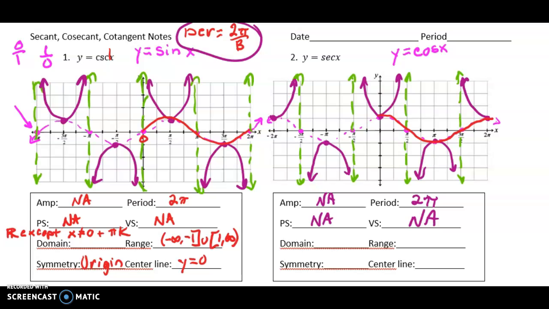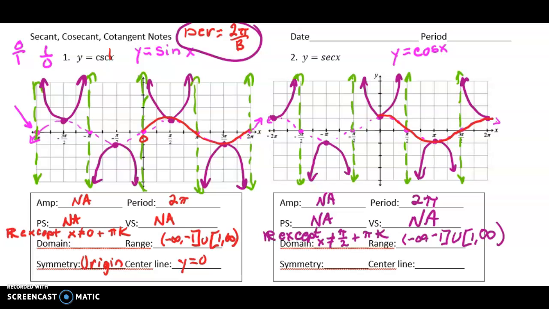The domain and the range. The domain is a little tricky again. We start out saying all reals except x cannot equal. Now, where is my first vertical asymptote? Pi over 2, plus, and how far are they apart? They're apart by pi k. And that's how we write the domain. The range is negative infinity up to -1, bracket, union, bracket, +1 to +infinity, parenthesis.